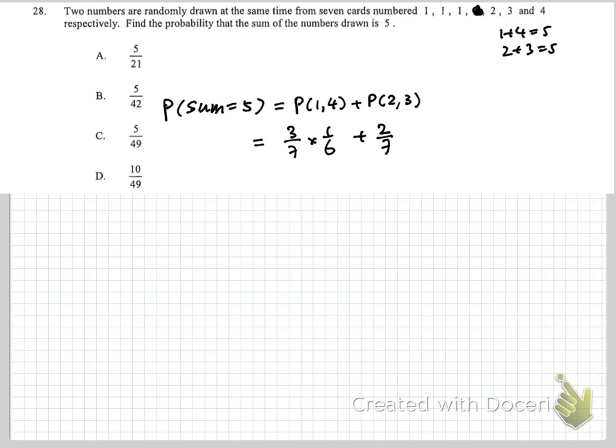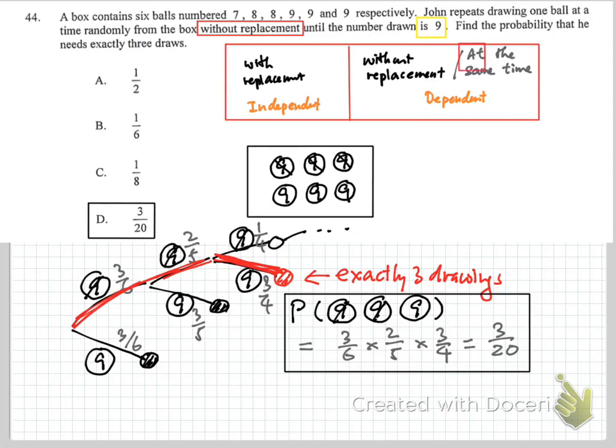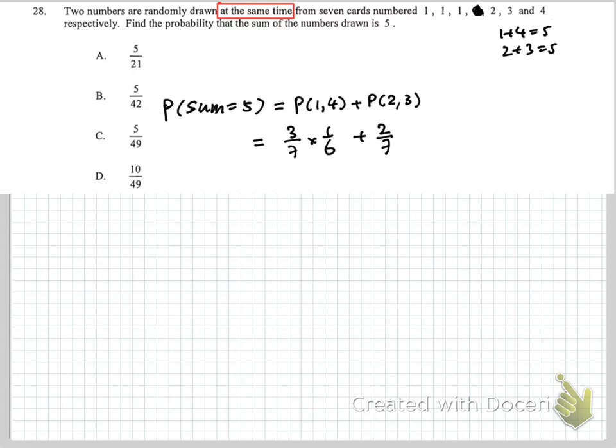Oh, did I emphasize that they are taken at the same time? Sorry, I did not mention it earlier. At the same time means they are dependent. At the same time means without replacement. So at the same time, without replacement, if you take away the 2, then there will be 1 fewer number to choose from. So that would be 1 out of 6 for the number 3.